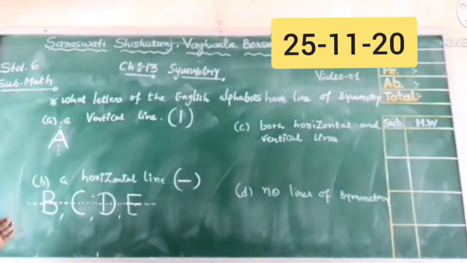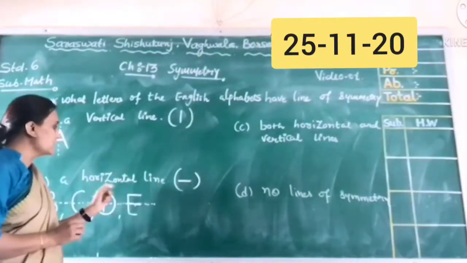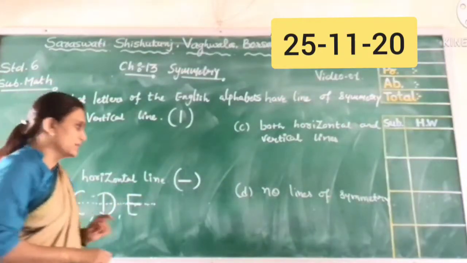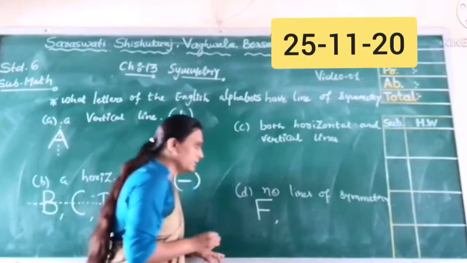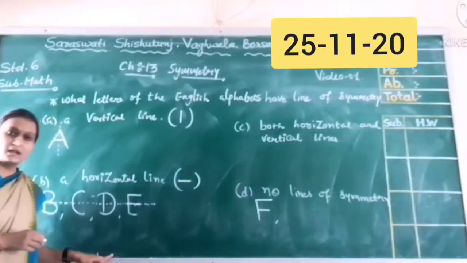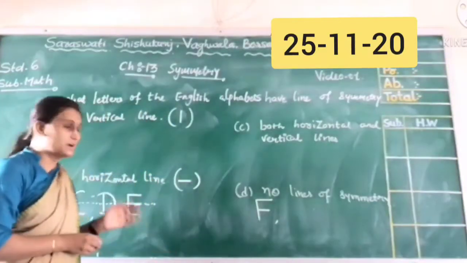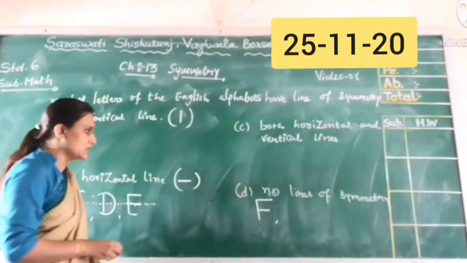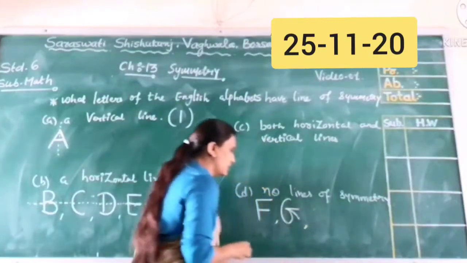Then letter F. In letter F we cannot draw a vertical line or a horizontal line. So letter F has no line of symmetry, and F will come here in no line of symmetry. Then G. G also has no line of symmetry. We cannot draw a vertical or horizontal line in letter G, so G will come here, no line of symmetry.